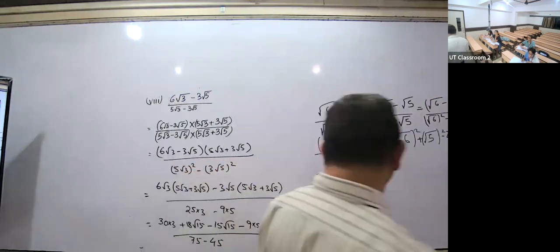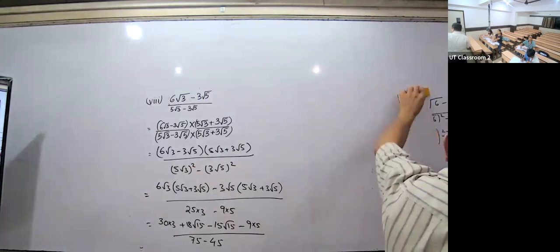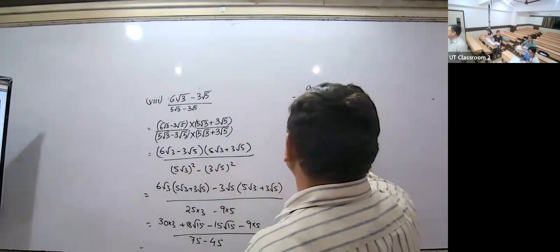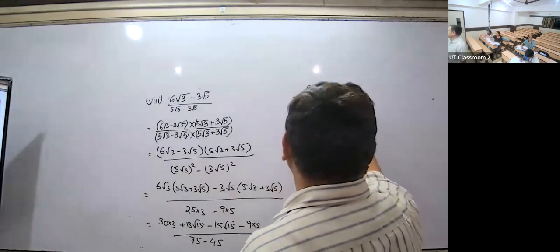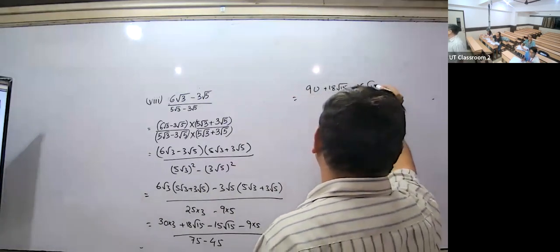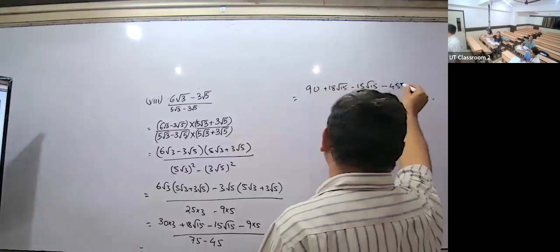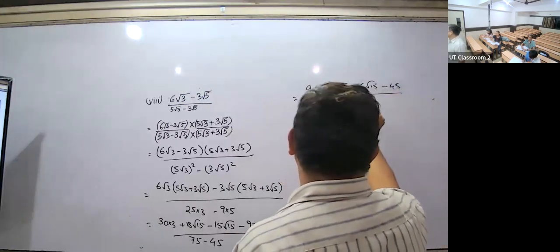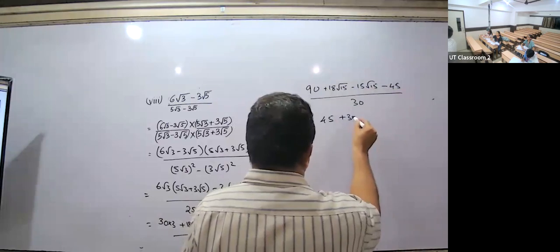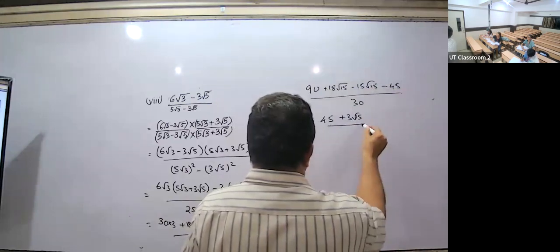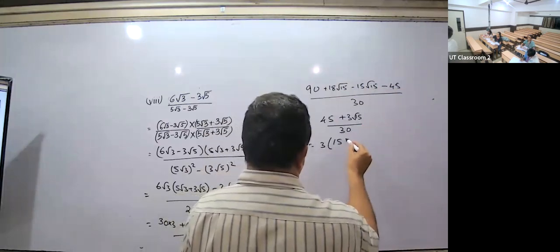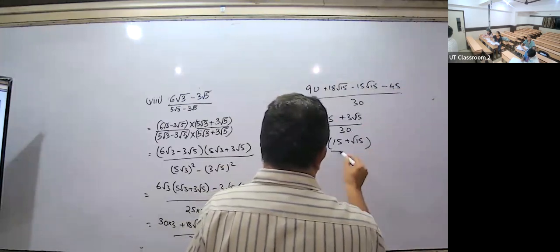What happened in the numerator problem? No, sir. She was telling that the numerator is a little complicated. 90 plus 18 root 15 minus 15 root 15 minus 45 on 30. 90 minus 45 is 45 plus 3 root 15 on 30. 3 is common. 15 plus root 15 upon 30.